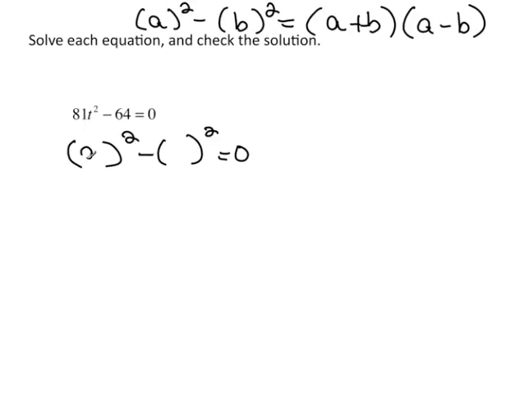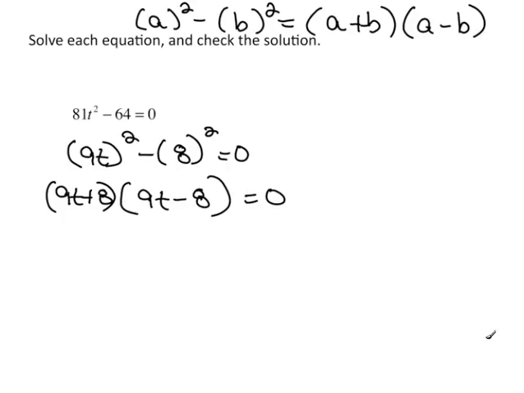So I can see that 9t is going to work here. 9t times 9t gives me the 81t squared. And then for 64, I'm going to use 8. So 8 times 8 is 64. If I can write it like this, my formula states that I'm going to have 9t plus 8 and then 9t minus 8, and again it's equal to 0.